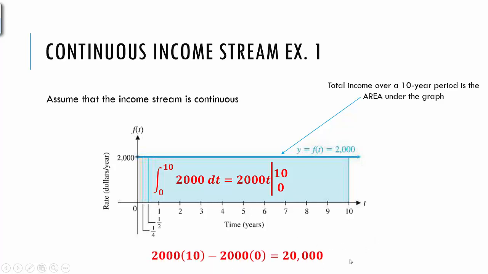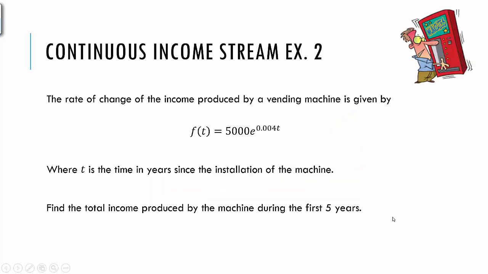So it works. If we can assume that we have a continuous income stream here, then we can simply use the integration that we've learned about to find the area underneath the curve.